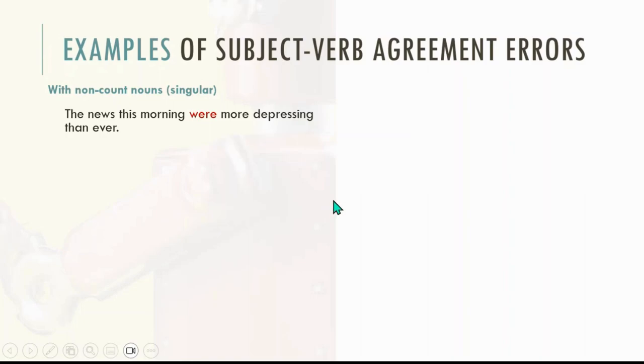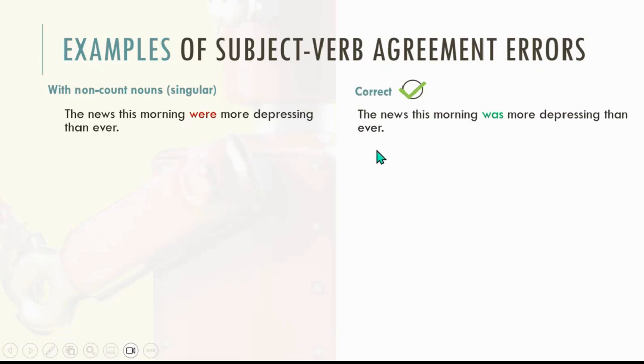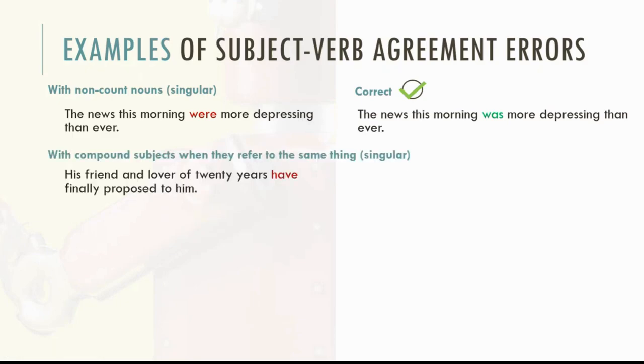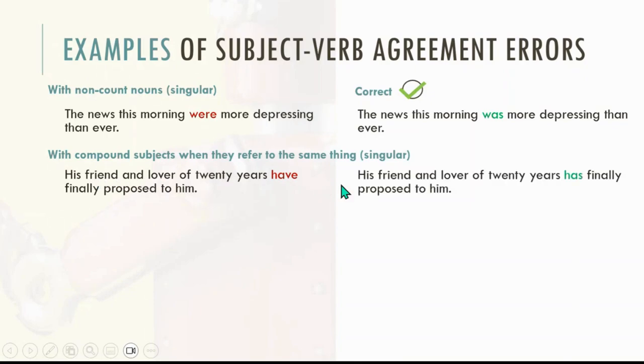So here are some common errors that we might find with non-count nouns. The news this morning were more depressing than ever. However, in English, it makes more sense to say the news this morning was more depressing than ever. With compound subjects, like his friend and lover of 20 years have finally proposed to him, it can feel like you should say have because there's friend and lover, but that's one person. So his friend and lover of 20 years has finally proposed to him.